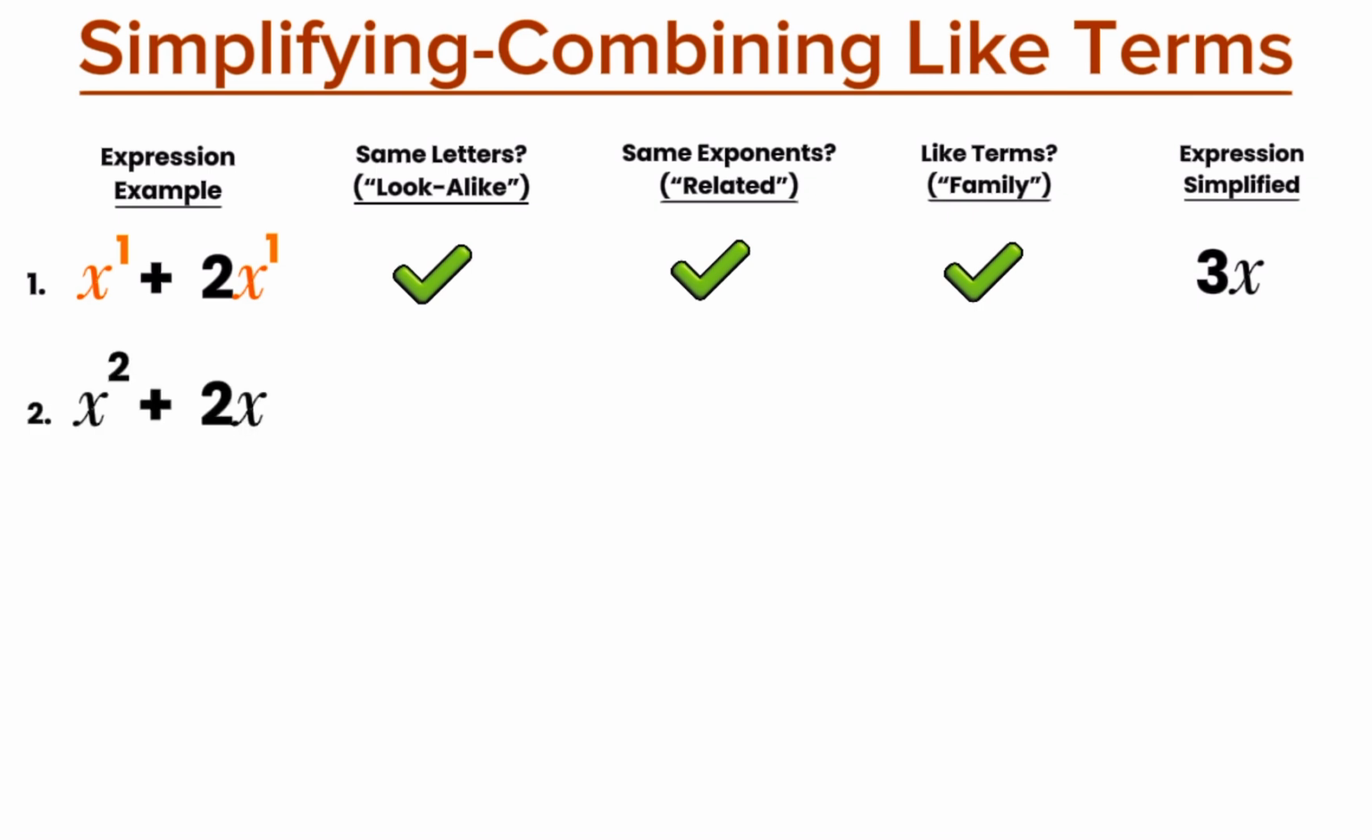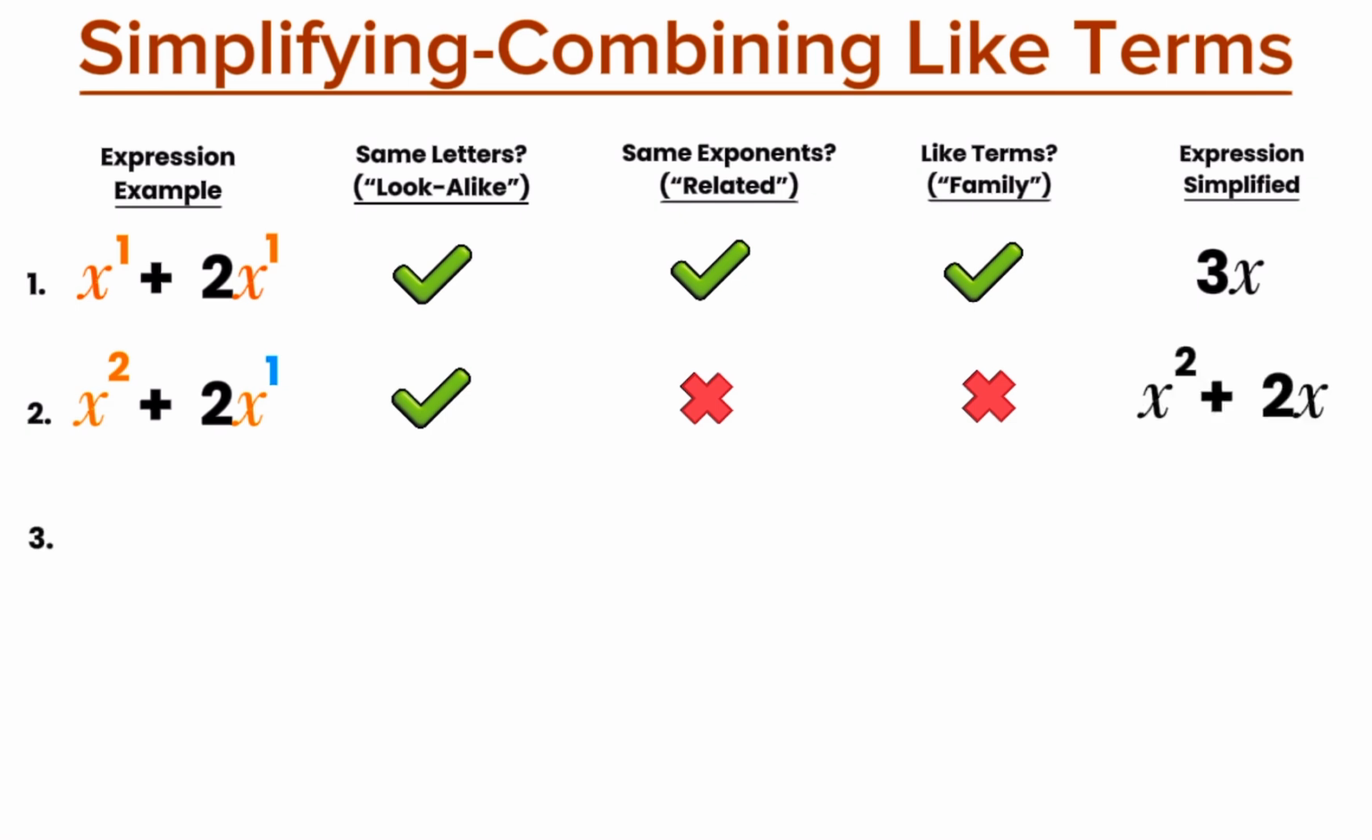With x squared plus 2x, both terms have the same letter x, but this time they do not have the same exponent. Therefore, they are not like terms. Think of it this way. Just because someone looks like you doesn't mean they are family members. So this means x squared plus 2x simplified stays the same.